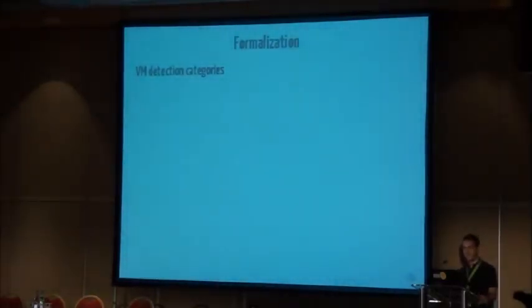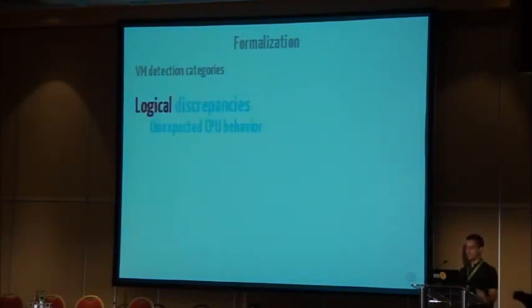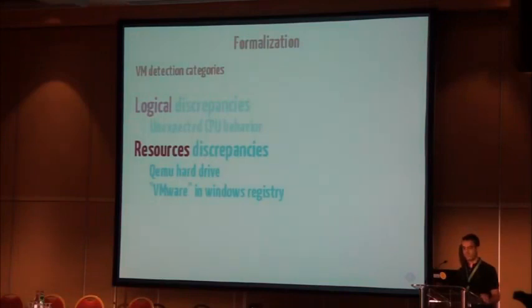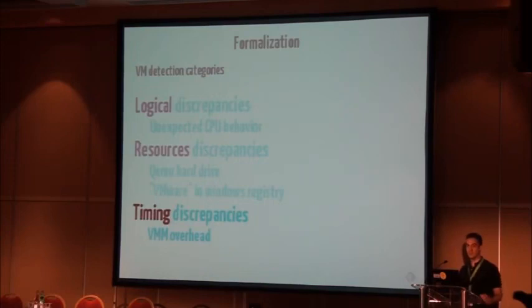Also, I come from the academic world, so I like when things are formalized, and I found some papers which formalize VM detection in 3 categories. Logical discrepancies, meaning that you have unexpected CPU behaviors, as explained before. Resource discrepancies, such as the QEMU hard drive, which is named QEMU, pretty easy to find, or the string VMware in the Windows registry for VMware Player, as an example. And timing discrepancies. I showed you the ratio, you have VMM overhead.